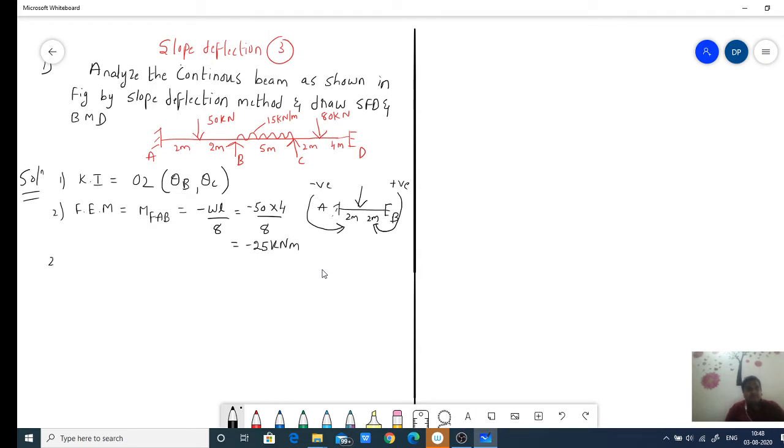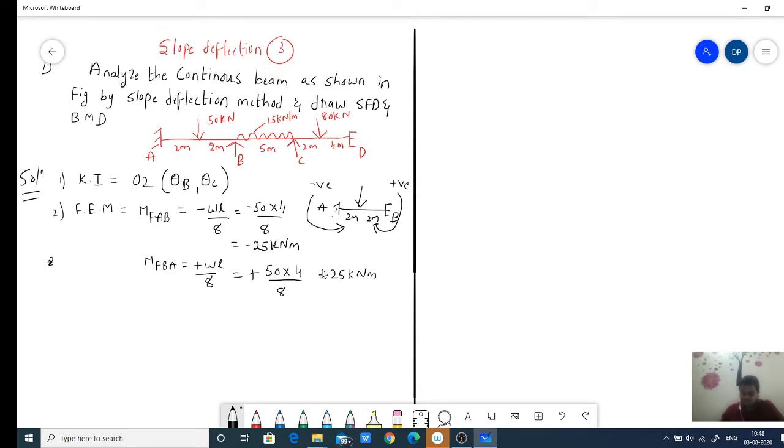Now similarly for MFBA, this will be plus WL upon 8, so this will be plus 50 into 4 upon 8, so this comes out to be 25 kilonewton meter. Now this is the second part.